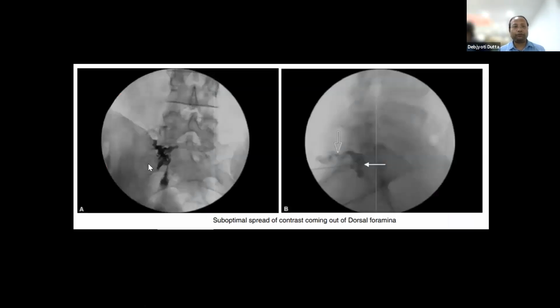This needle is put there, but then the injected contrast is coming backward through the foramen, not going inside the epidural space the way it should get distributed.